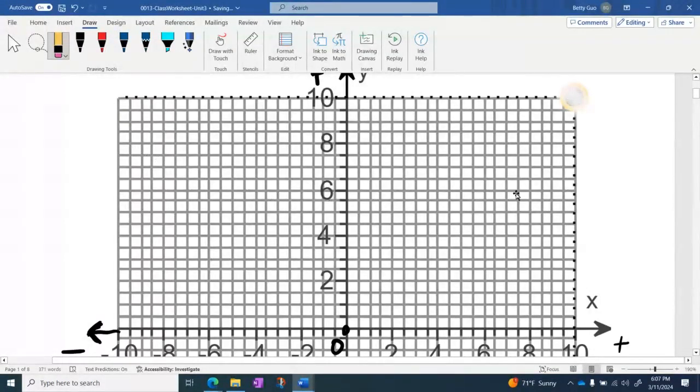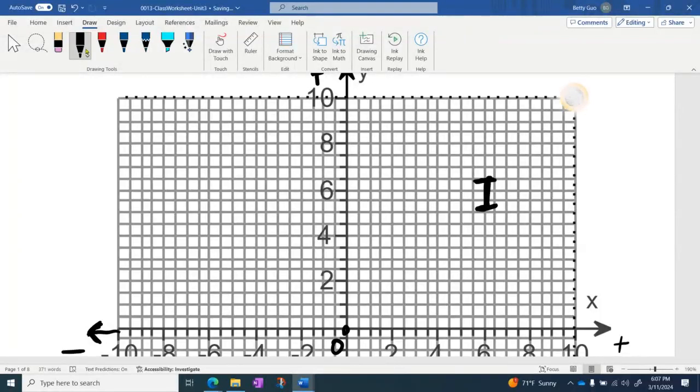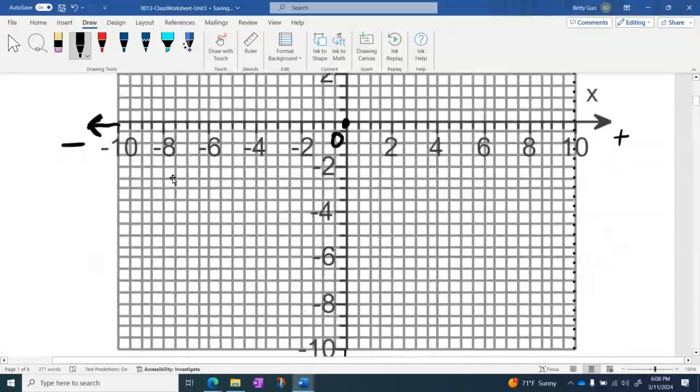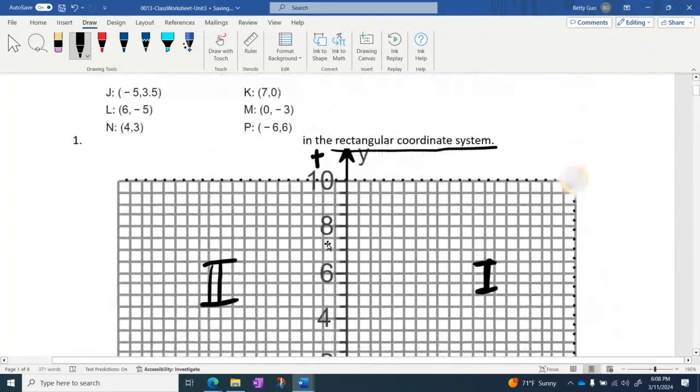The upper right corner is quadrant 1. We have 4 quadrants. Upper right corner, those points, this region, to the right of the origin, above the origin, that region is called quadrant 1. And we go counterclockwise. We have quadrant 2, quadrant 3, and quadrant 4. So we have 4 quadrants.